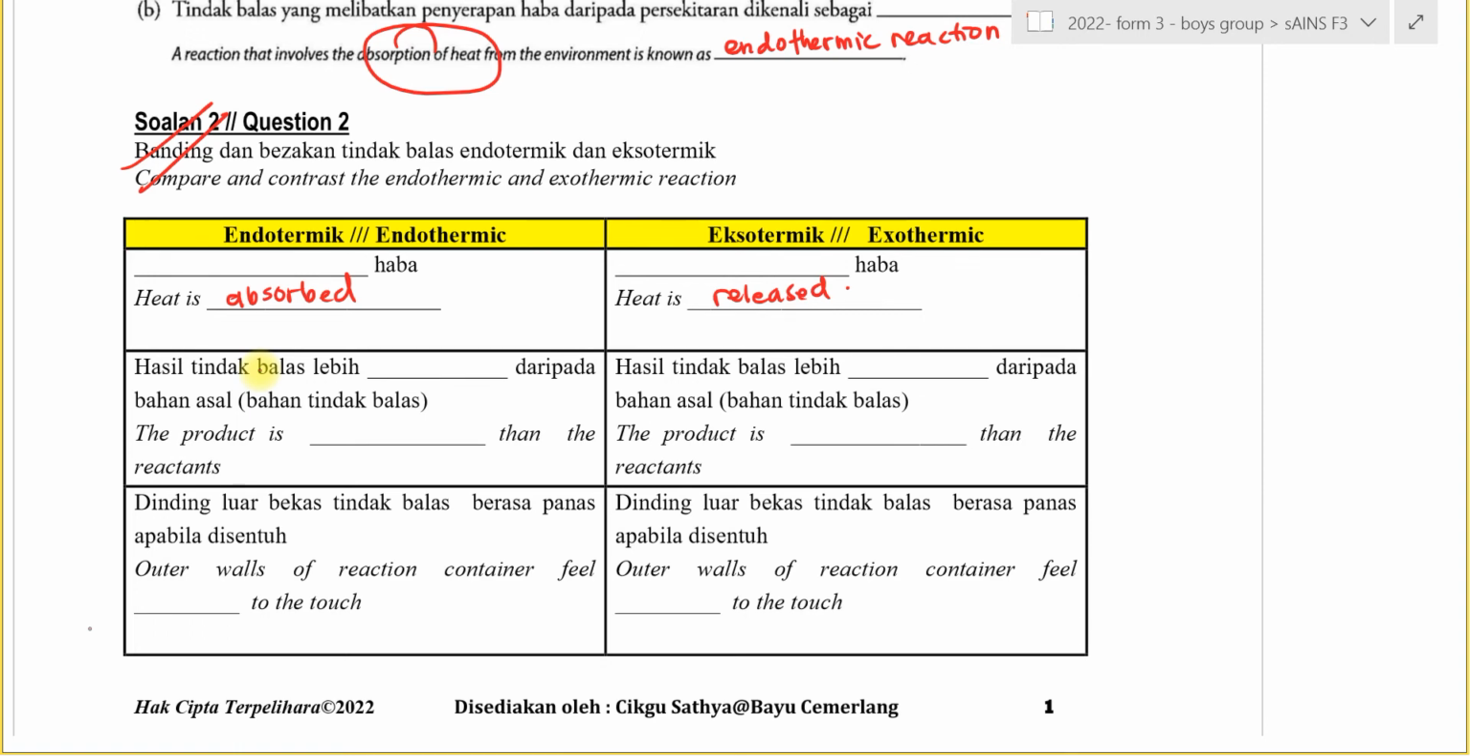The product is not hot or cold like that. Yes, correct. The product is colder than the reactants. Yeah, colder than the reactant. The product is hotter than the reactants. Yeah, the product is hotter than the reactant since you release the heat. Okay.